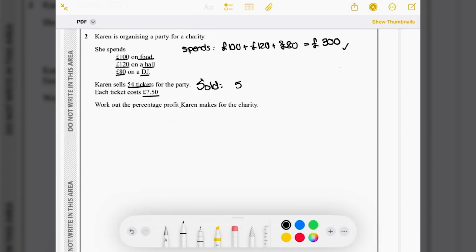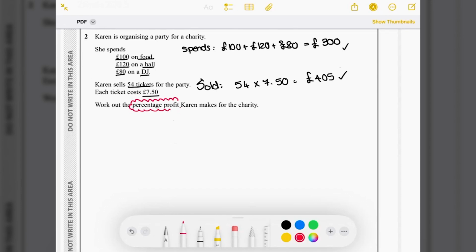So she sold 54 tickets times £7.50, which gives you £405. So far, I've just used information and written down whatever I could with it. Now let's read what the question actually wants. It says, work out the percentage profit. The percentage profit, there's a formula for that.